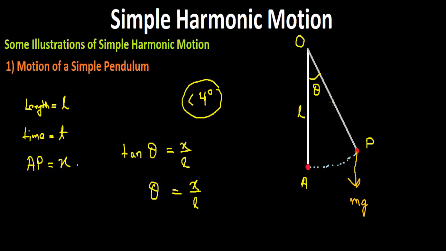We know that whenever a string is there, there is a component called tension. T is the tension, and we split it at 90 degrees. This angle will also be theta, alternate angles, and this will be mg cos theta. This acts along the string, and mg sin theta acts perpendicular to the string. It is the only force acting on the pendulum, because tension will balance mg cos theta. This is the complete drawing of it.